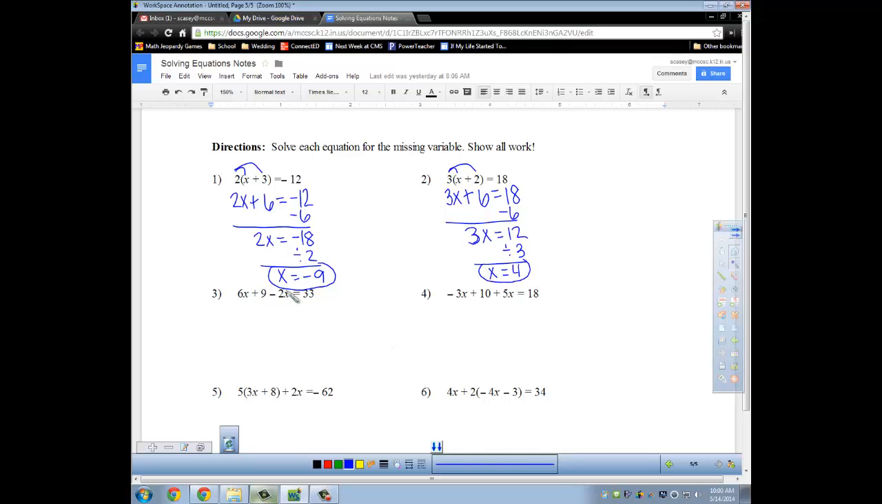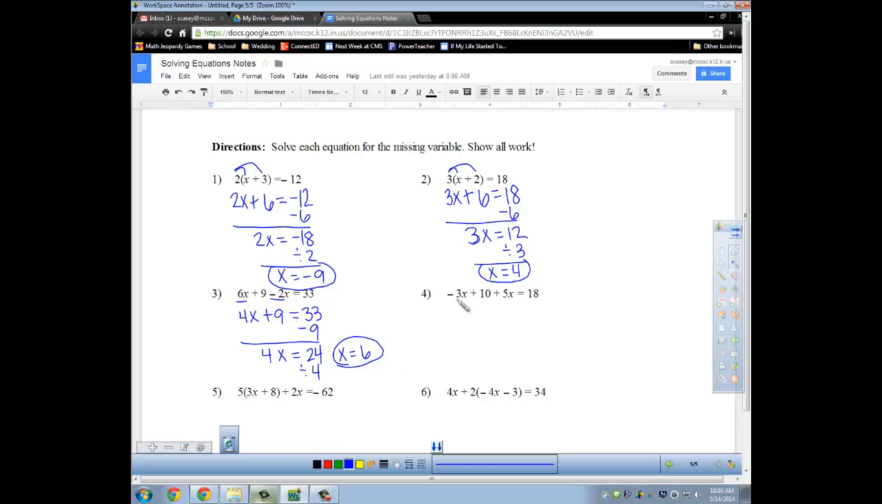Number 3, we need to combine some of our like terms together. So 6x minus 2x is going to give us 4x. Then we have that plus 9 by itself, equals 33. Subtract 9 to the other side. We're going to get 4x equals 24. Get the 4 to the other side by dividing, and we get x equals 6.